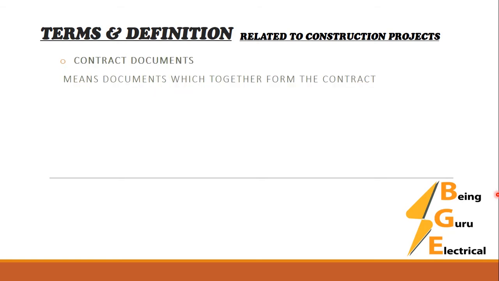Then we have contract document. Contract document means documents which altogether form the contract. So all the documents which are part of the contract are called contract documents. Next we have drawing. The drawings included in the project documentation. So all the drawings which are included or which are part of the project documentation are called drawings.